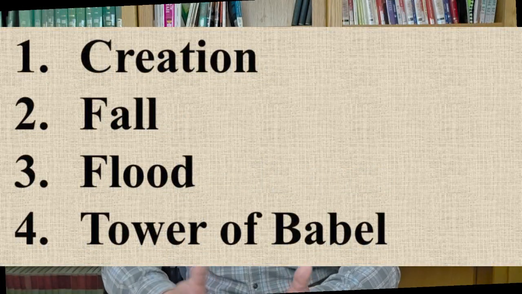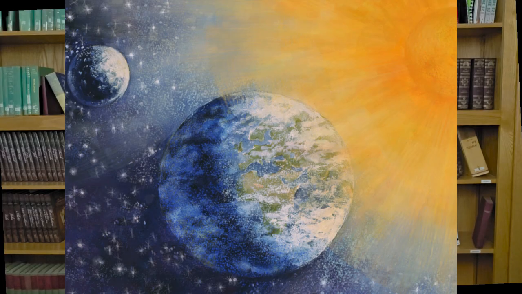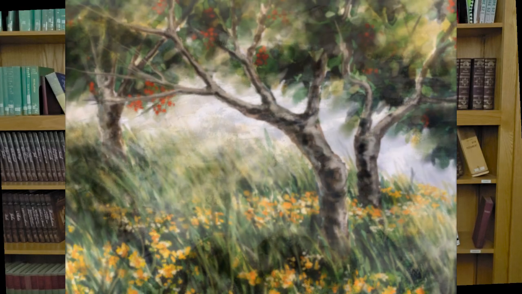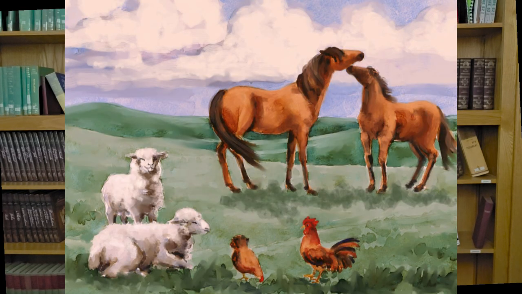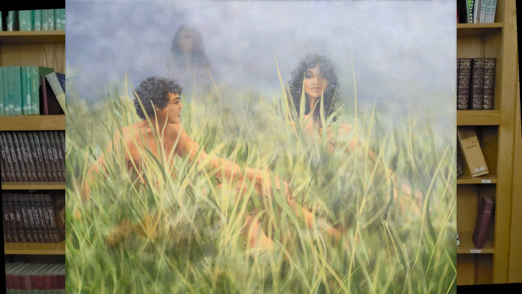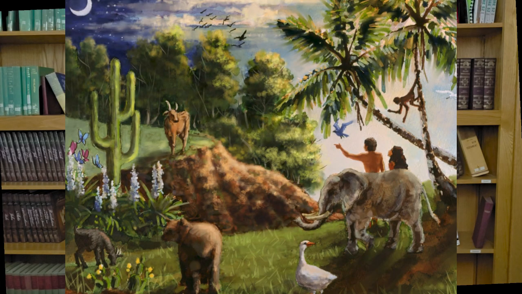Creation, Genesis 1 and 2. The opening chapters of Genesis describe God creating the universe. Genesis 1 presents the big picture, showing the creation of everything: light, sky, land, plants, animals, and humans. Genesis 2 zooms up and focuses on the creation, particularly of the humans.